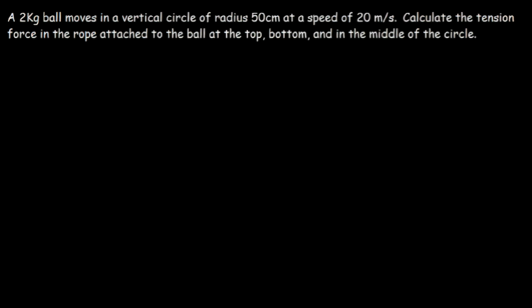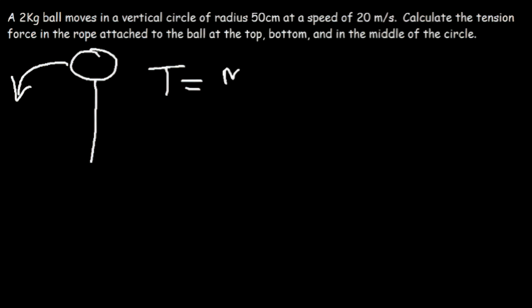A 2-kilogram ball moves in a vertical circle of radius 50 centimeters at a speed of 20 meters per second. Calculate the tension force in the rope attached to the ball at the top, bottom, and in the middle of the circle. So let's start with the top. When the ball is at the highest position in the circle, the tension force is the difference between the centripetal force, which is mv squared over r, and the weight force, mg.